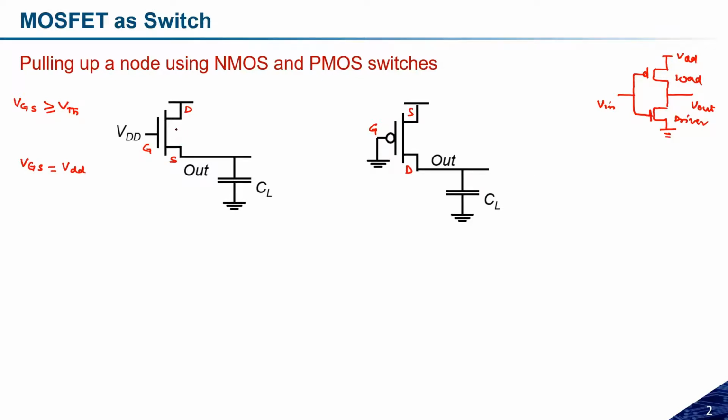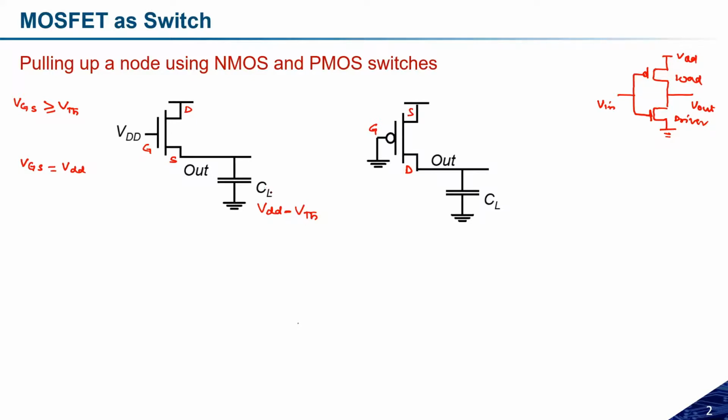And if this device is in the on state, VDD will start transferring towards the load capacitor CL, so this capacitor will start charging. But the important thing is that the gate to source potential difference must be greater than VTH. Once the output voltage reaches VDD minus VTH, what will be the VGS? VG is VDD, and VS is VDD minus VTH, so VGS will be equal to VTH.